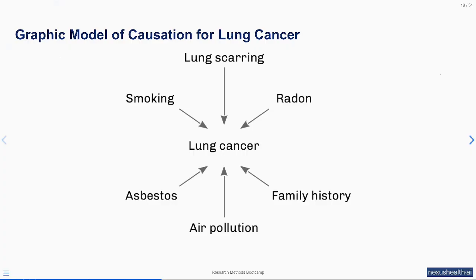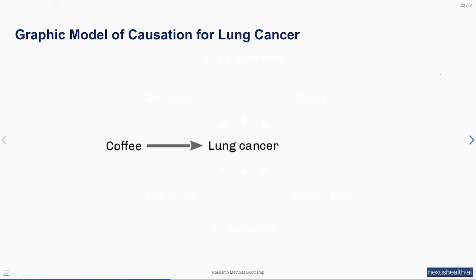So consider this graphic model of causation for lung cancer. We have a model which suggests that lung cancer arises from factors such as smoking, lung scarring, radon gas exposure, family history, air pollution, and asbestos exposure. And so this is a directed acyclic graph.